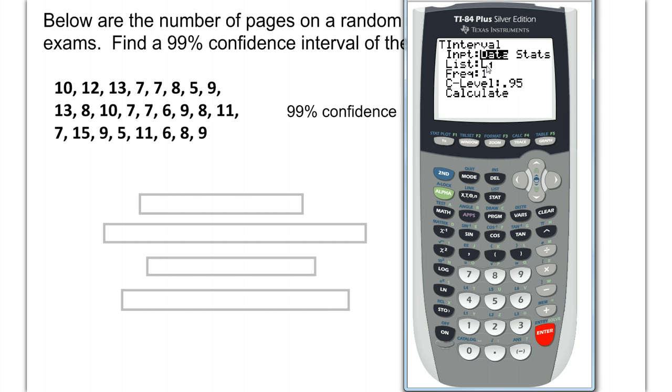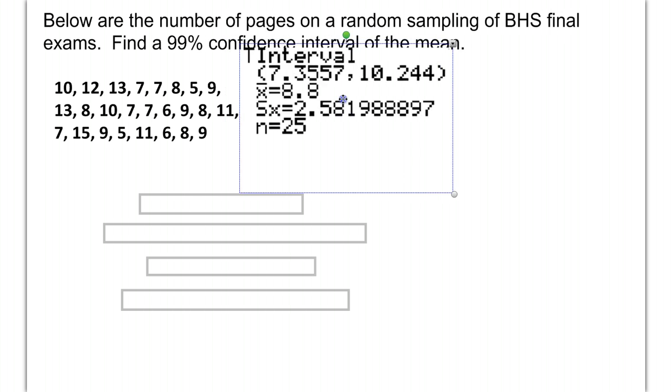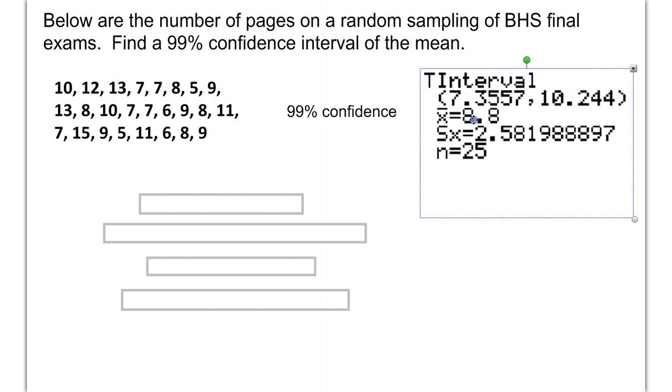And here, all our options are which list, and we're going to have list 1. Frequency should already be set to 1. And our C level is how confident we are. So in this case, we want 99% confident. Our C level is going to be 0.99. And then we calculate. And it will think for a second. And while it does that, it will pop out our confidence interval.